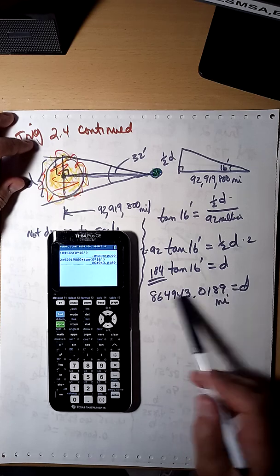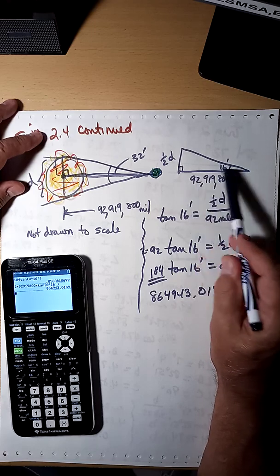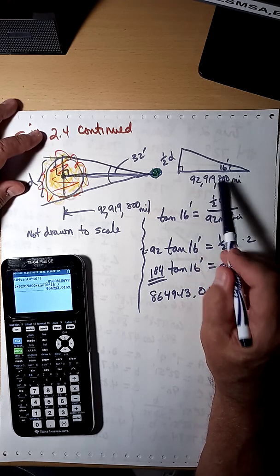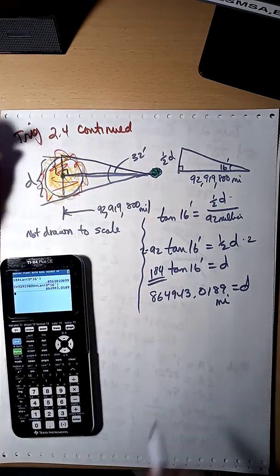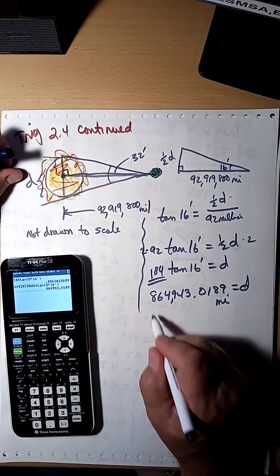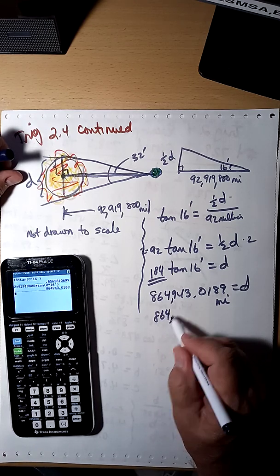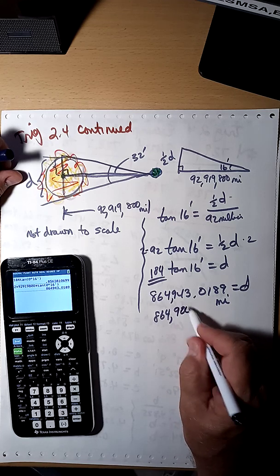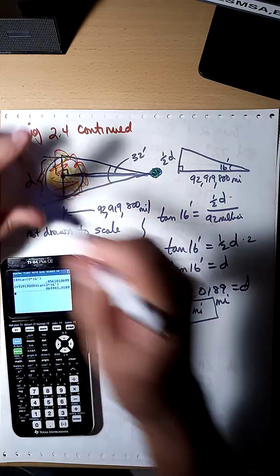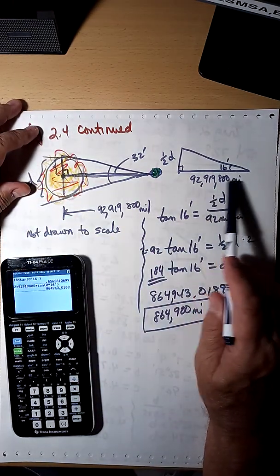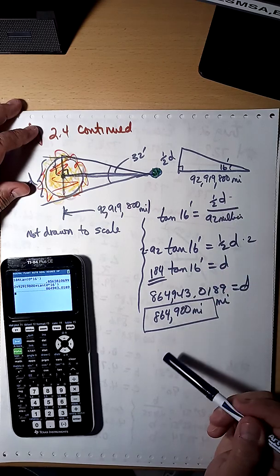Now, you can't use that. You weren't that close when you're measuring. Your friend was off a bit, right? So really, this did it to the nearest 100 miles here. So really, I think it's better to say this is 864,900 miles. That would be the way I would look at it, because this is to the nearest 100 miles.